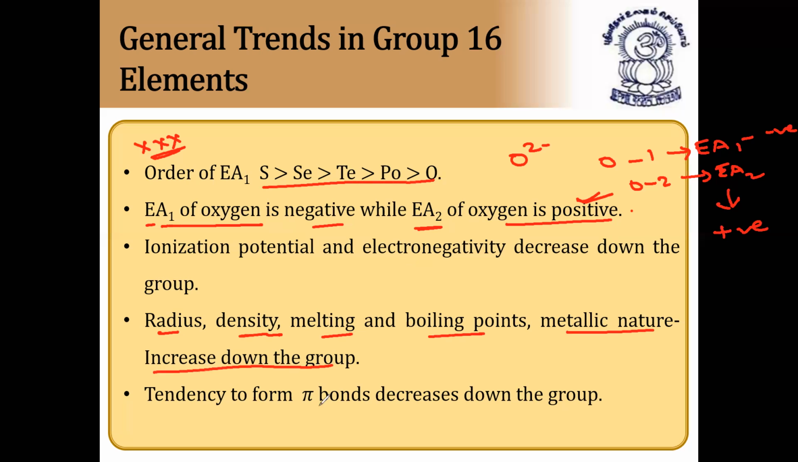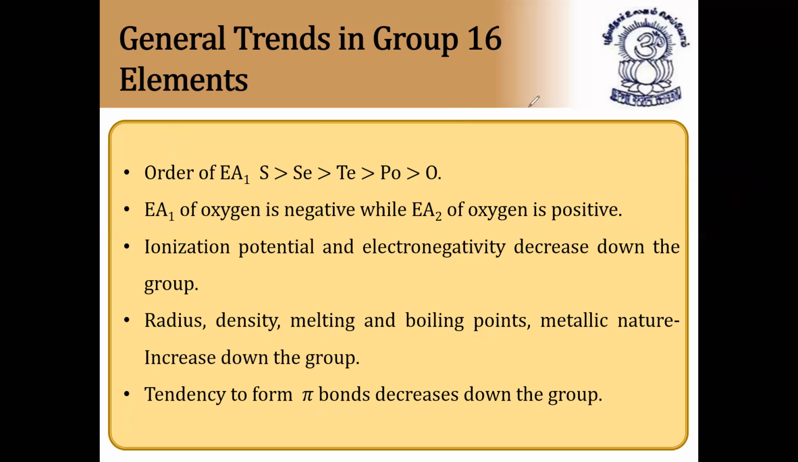This we already know. And the tendency to form pi bonds decreases down the group. Only oxygen forms pi bonds readily, and sulfur also can form pi bonds, but other elements in this group do not form pi bonds, only single covalent bonds. So that's why the tendency to form pi bonds decreases down the group. This is the additional material which I have given for you. Next.